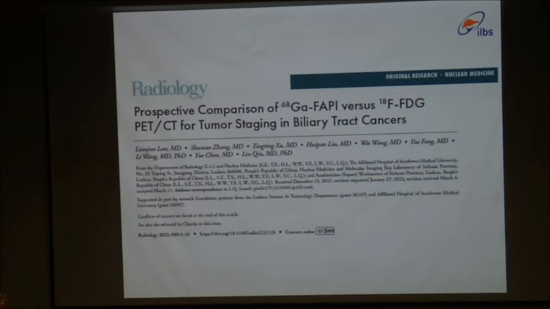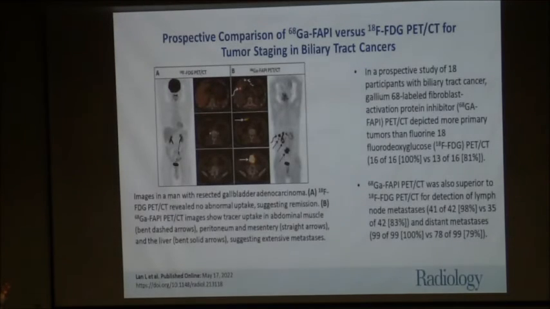The advantage of 18 FDG, this shows the advantage of gallium FAPI versus FDG PET-CT for tumor staging in biliary tract cancer. Here is the example. Images in a man with resectable gallbladder adenocarcinoma with 18 FDG revealed no abnormal uptake, suggesting remission.